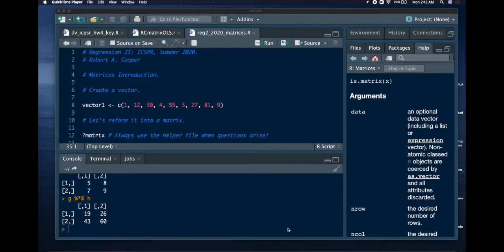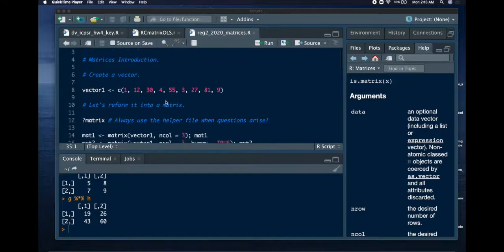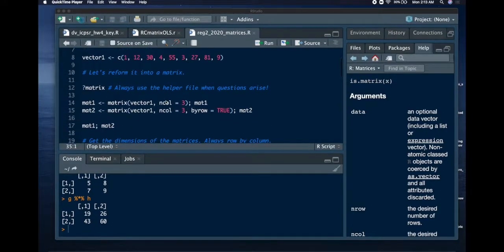So I'm going to start with making a vector, which is simple, using the concatenate function in R, the c with parentheses. I'm going to start it with vector 1, and I've just put some kind of random numbers in here. I have 9 in the vector, so it's going to work out to a 3x3 matrix when we transform it. So we're going to reform this and transform it into a matrix.